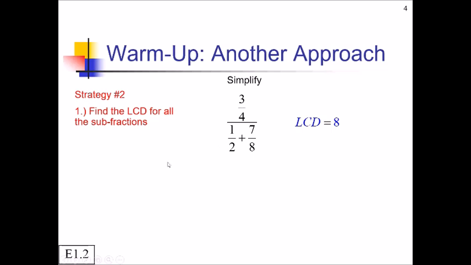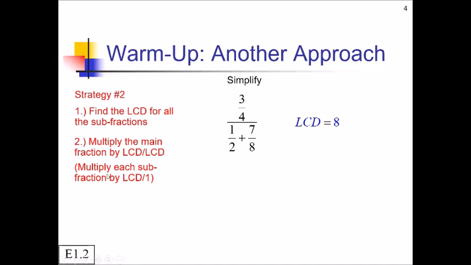But what we're going to do with it is multiply this main fraction by the LCD over itself, which essentially means that we're multiplying each subfraction in this entire thing by the LCD over 1. So visually, here's what that looks like. I'm going to have 8/1 over 8/1 that I'm multiplying by.